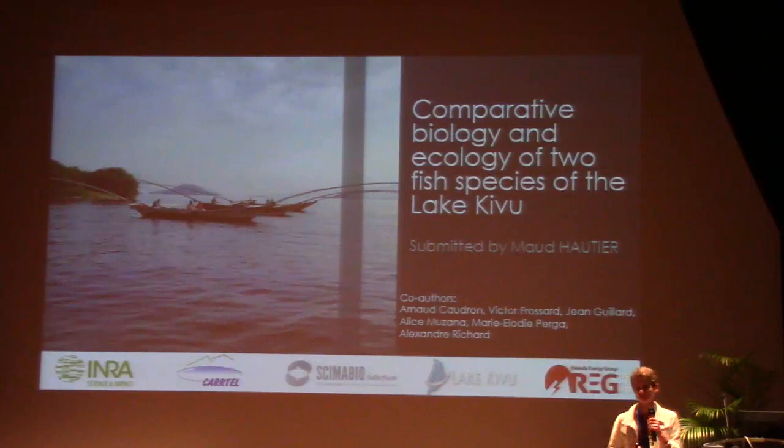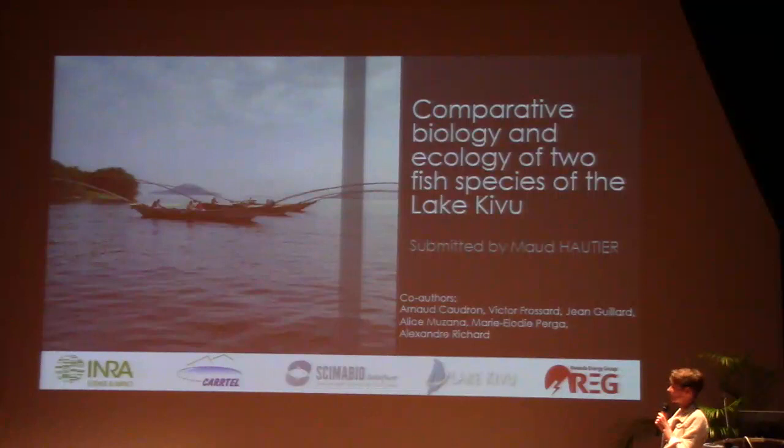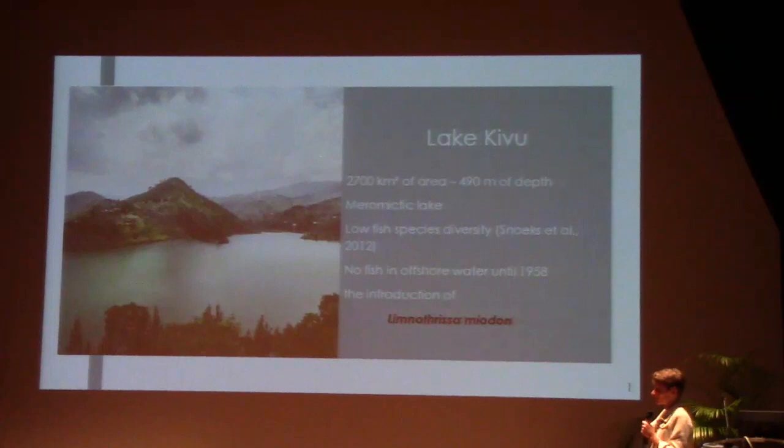I have studied the comparative biology and ecology of two fish species of Lake Kivu. Lake Kivu is located between Rwanda and the Democratic Republic of the Congo. It measures 2,700 square kilometers and 490 meters of depth. These features make it a meromictic lake, which means the surface water doesn't mix with the deep water. This lake also has the particularity of containing a large fish species diversity.